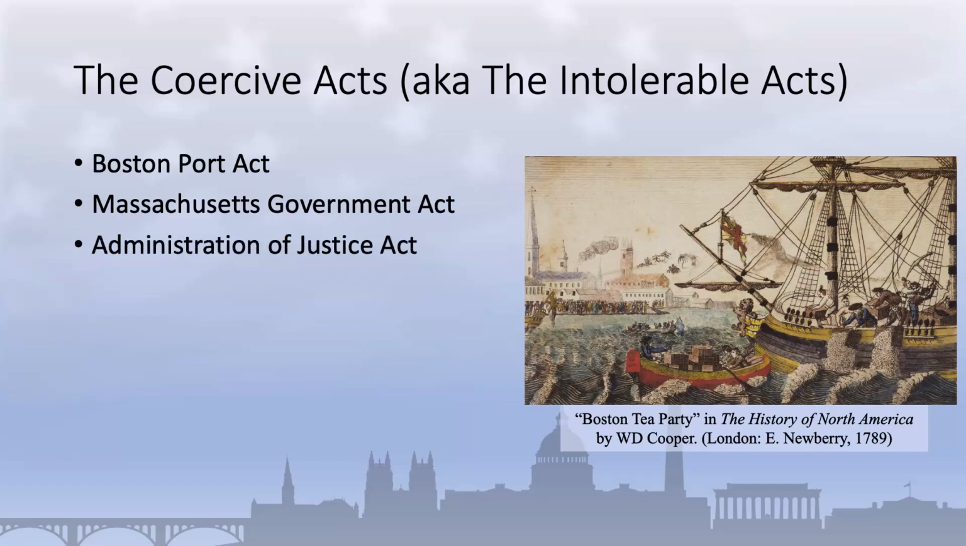The Administration of Justice Act permitted the governor to expatriate accused royal officials to Great Britain if he believed they would not receive a fair trial in Massachusetts. And finally, the Quartering Act, which applied not just to Massachusetts but to all British colonies, was an update to the earlier Quartering Act of 1765. The expanded act permitted British soldiers to be housed in any building at the discretion of the governor if the colonial legislatures failed to provide adequate housing under the original Quartering Act.